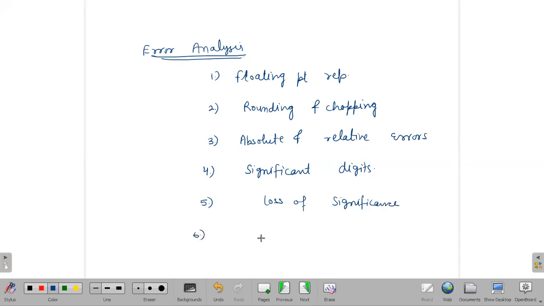Then we have done stability. Stability fund. These topics we have done in this chapter. Okay, so next we'll move on to the next chapter.